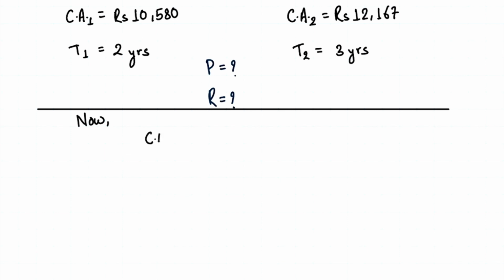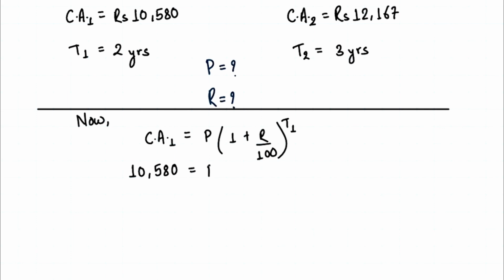So from our first case, we have our compound amount, and the formula of compound amount is P bracket 1 plus R divided by 100 whole bracket power T. So it's T1 for our first case. And we know that the compound amount in our first case is 10,580 equals P, we don't know the principal, bracket 1 plus R divided by 100, bracket close, our time is 2. So we are going to assume this as our first equation.